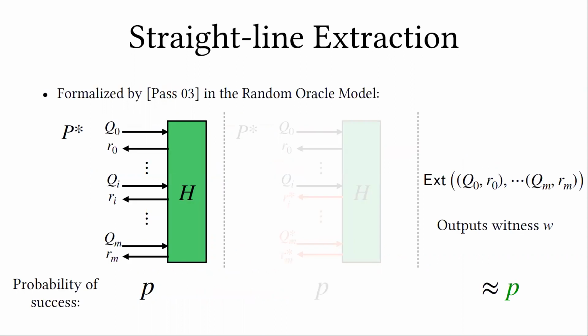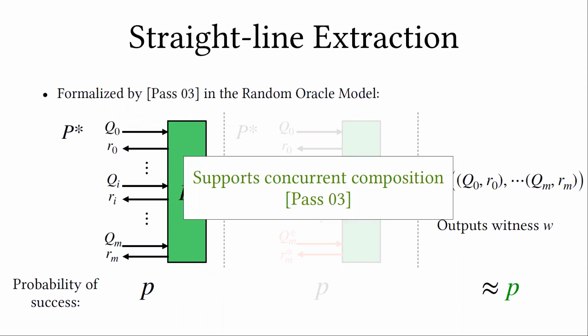Straight line extraction, on the other hand, is an extraction strategy that follows this sort of rough paradigm, which is in the random oracle model, we just run the prover once, take a look at all the queries that the prover made to the random oracle, and just this information should be sufficient to extract a witness for the statement.